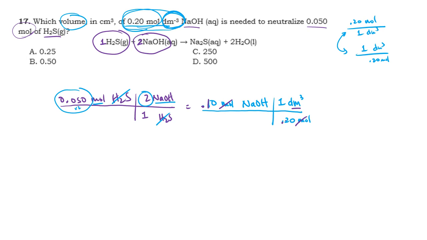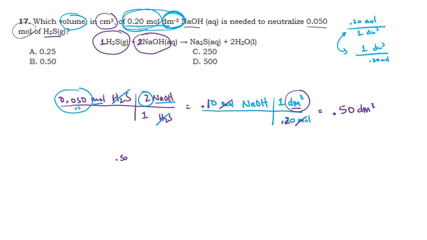0.1 times 1 divided by 0.2. 0.1 divided by 0.2. That's a half. That's 0.5. I need it to be 50 to keep my significant figures. I have cubic decimeters. That's not quite going to answer my question yet. I need to turn my cubic decimeters into cubic centimeters.